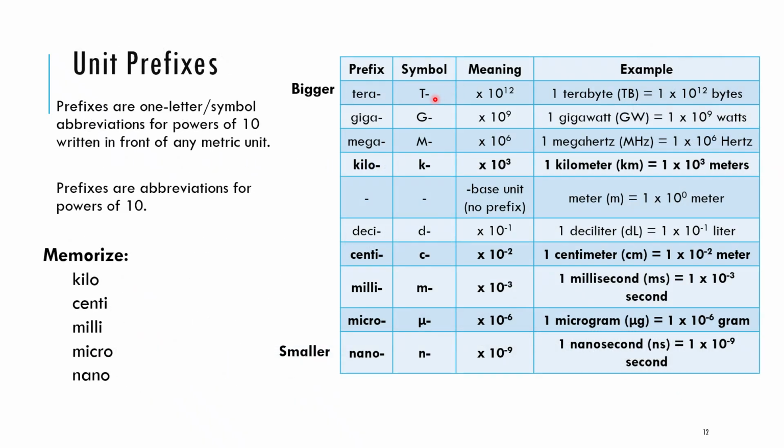In addition to unit symbols, metric units often include prefixes. Metric prefixes represent powers of 10 and are placed in front of the unit. For example, the prefix tera has a symbol of capital T and represents 10^12. When you see a capital T in front of the unit, such as TB, it means 10^12. Another prefix is nano, which has a symbol of lowercase n and represents 10^-9. 1 nanosecond, written as 1 ns, is equal to 1 times 10^-9 seconds.